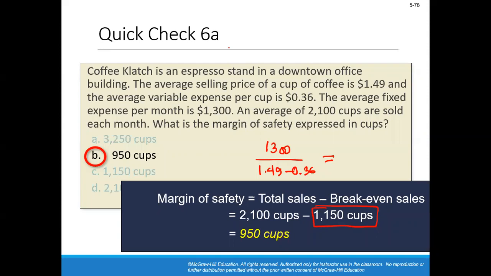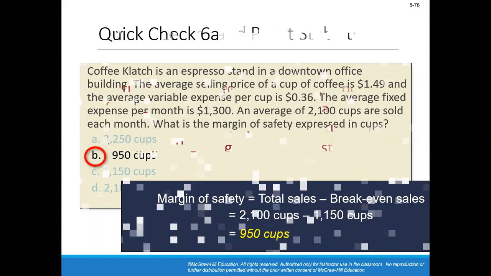Yeah. So this should be this amount, 1,105. So what you need to do, we need to subtract this number from the actual sales of 2,100. So this 950 cups is our margin of safety in terms of the sales unit.